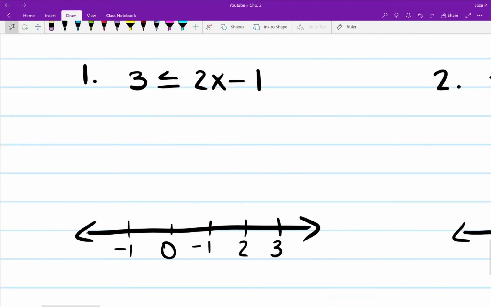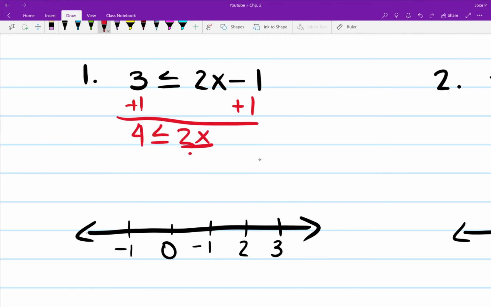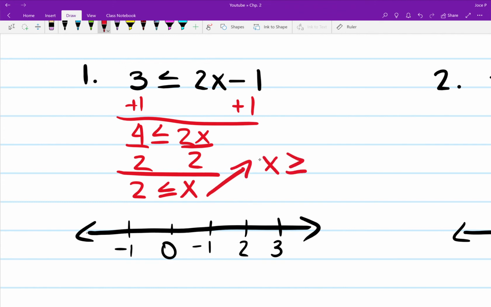Let's try our own examples. First, we're going to add 1 on each side. 4 is less than or equal to 2x. Divide each side by 2. 2 is less than or equal to x. We can rewrite this as we're used to, as x is greater than or equal to 2.